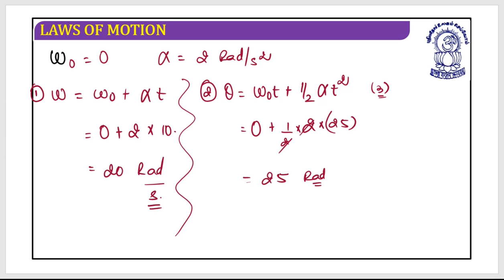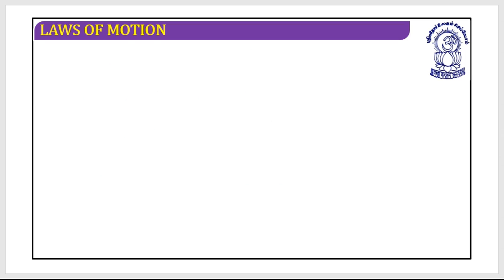Third, number of revolutions n. N could be written as theta divided by 2 pi. Yes, this is equals to 25 divided by 2 pi. This many revolutions have been gone while moving for 5 seconds. I hope this is clear. Is it clear? Any doubts? Anything? No? Great. Let's work on the next question.